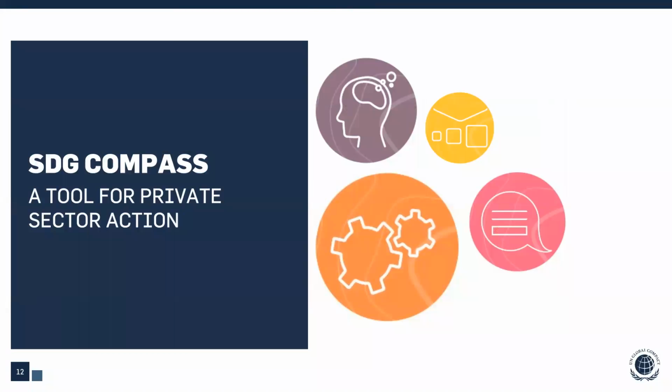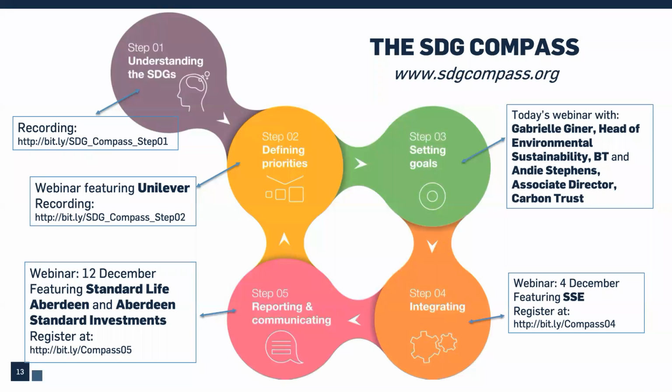Okay. And so to help do that, the UN Global Compact and the World Business Council for Sustainable Development and the Global Reporting Initiative produced a tool in 2015 called the SDG Compass. And it's a 5-step change model. Step 1, starting with understanding the goals. And we did a webinar on that a couple of months ago. And so there's a link to a recording of it.